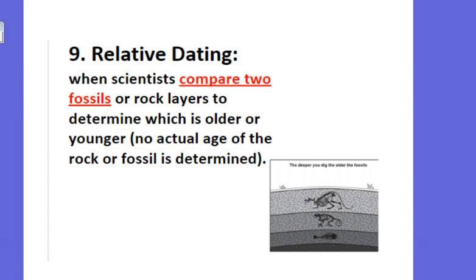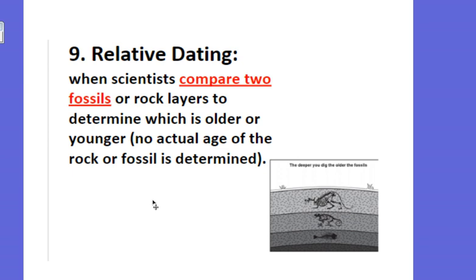Relative dating is a less accurate, or less specific, I should say, type of dating. It's when scientists compare two fossils or two rock layers and just determine which is older or younger based on what layer it's in. So no actual date or age of the rock or fossil is determined. So in this picture here, this fossil or this skeleton in this top layer is going to be younger than this one. This one will be younger than this one. So the fish is older than the other two. This one in the middle is older than this one, but younger than this one. So again, younger at the top, older at the bottom.